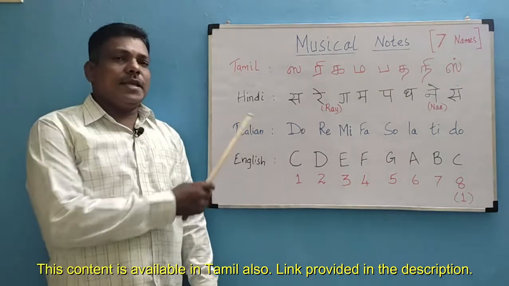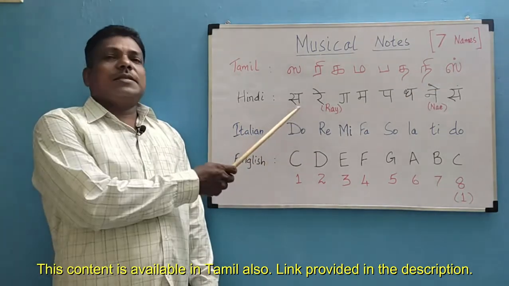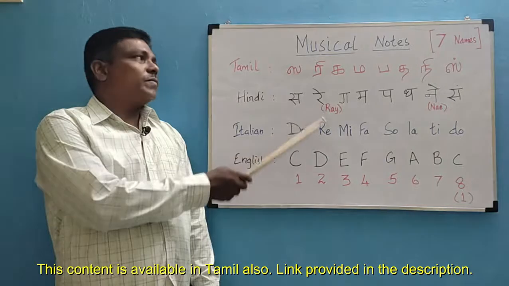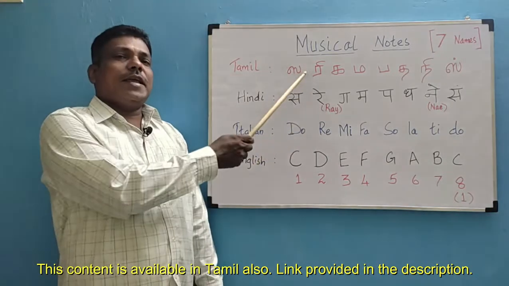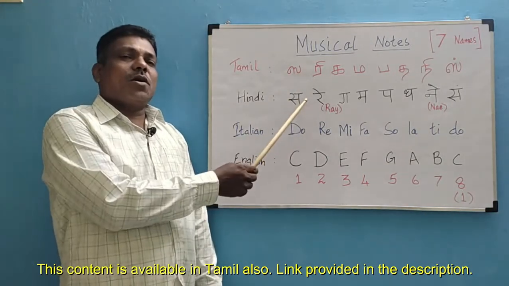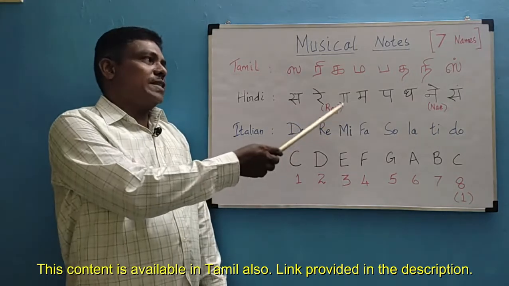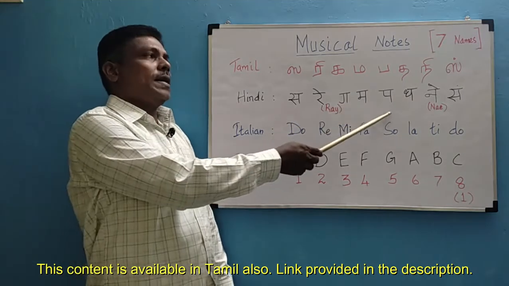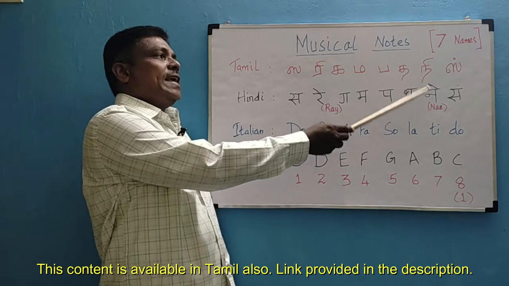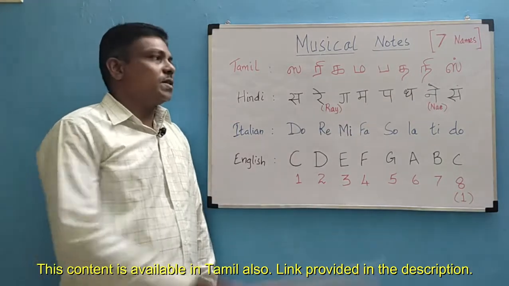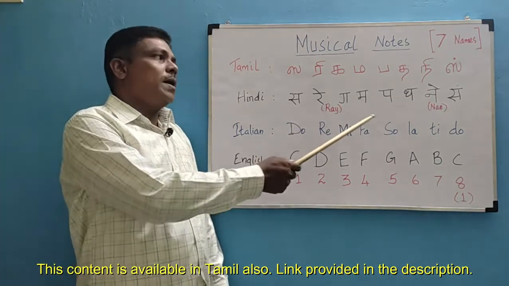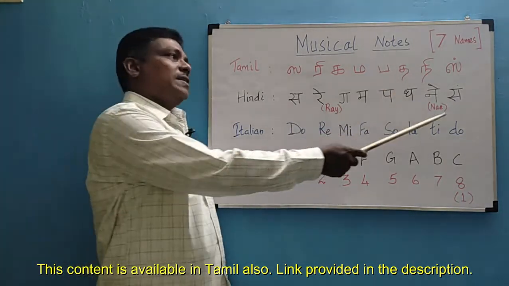In Hindi they name the notes as Sa, Re. In Tamil we call it Ri, but in Hindi they pronounce it as Re. And then the others are mostly the same: Ga, Ma, Pa, Da. Instead of Ni, they pronounce it as Ne. Sa, Re, Ga, Ma, Pa, Da, Ne, Sa.